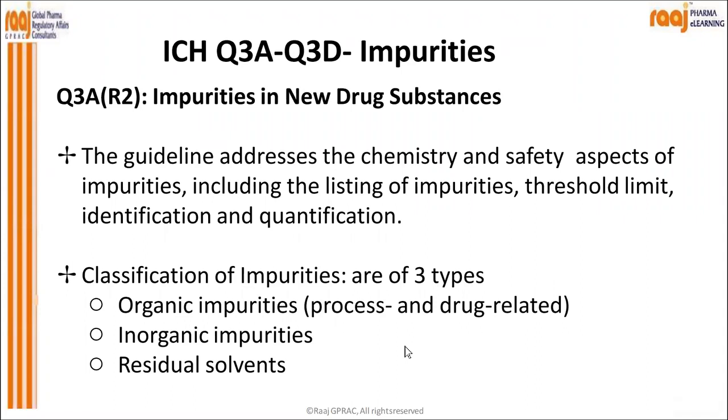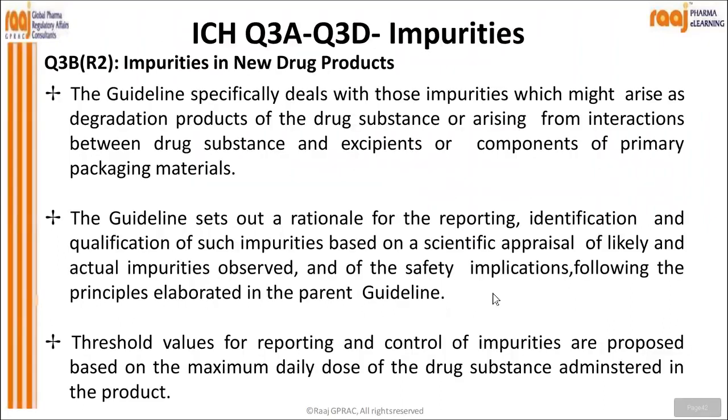Then impurities, Q3A, impurities in new drug substances, correct? So again, impurities are of three types: organic impurities, which are generated during the process and are drug related; inorganic impurities; and the residual solvents. So these guidelines specifically deal with those impurities which might arise as degradation products of the drug substance or arising from interaction between the drug substance and the excipient or the component of primary packaging material.